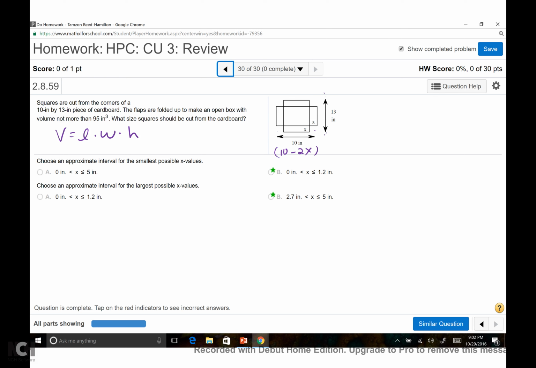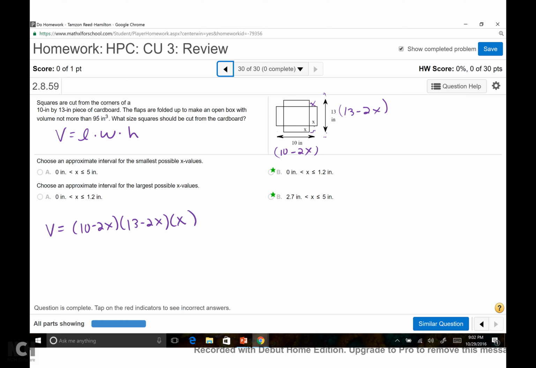This was 13, but it's not anymore. They took off 2 x's, so this is 13 minus 2x. And the height of the box would be x, because that's the size of the flap. So I have the volume equals 10 minus 2x times 13 minus 2x times x. Okay? And we want the volume to not be more than 95 inches cubed.